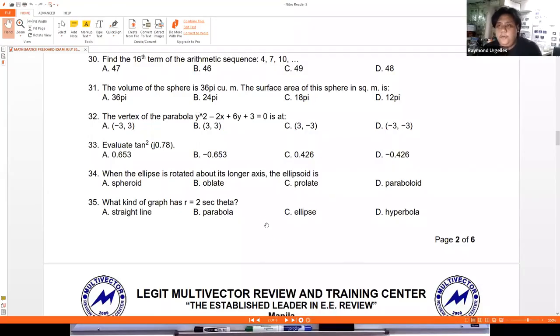So find the 16th term of the arithmetic sequence. So again, we have 4, 7, 10, and so on. So alam natin arithmetic progression to sinabi sa problem. So this is our first term. Then makikita natin na yung common difference natin is 3. So yun yung ina-add natin para makuha yung next term. Then ang kailangan natin is the 16th term.